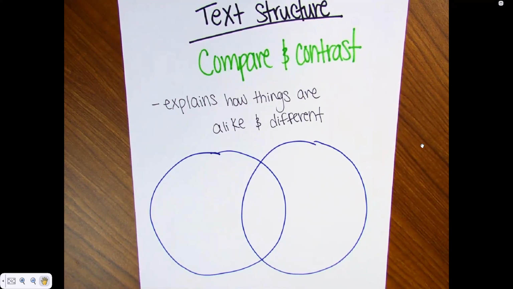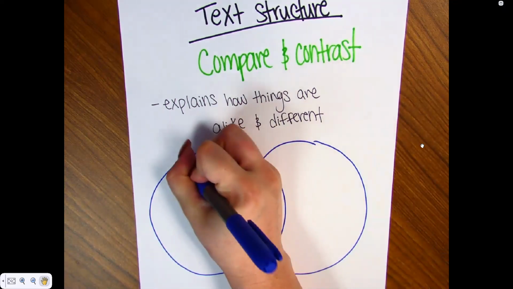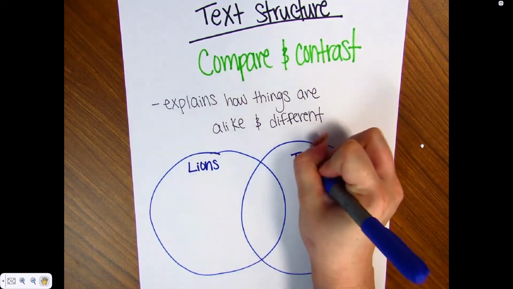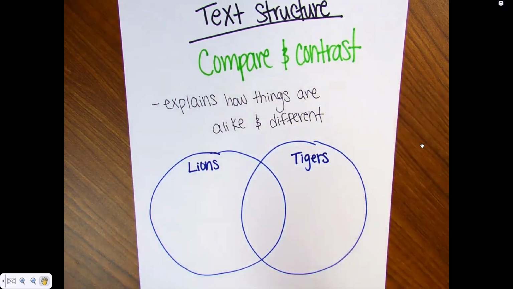Okay. So we do these 2 circles a lot. This is called a Venn diagram. Y'all remember those words? Yeah. I know it's a Venn diagram. So this is when we're going to compare and contrast how 2 things are alike and different. So we could put lions here and tigers here, and then we would write how they're different. And then in the middle, we would write how they were alike.